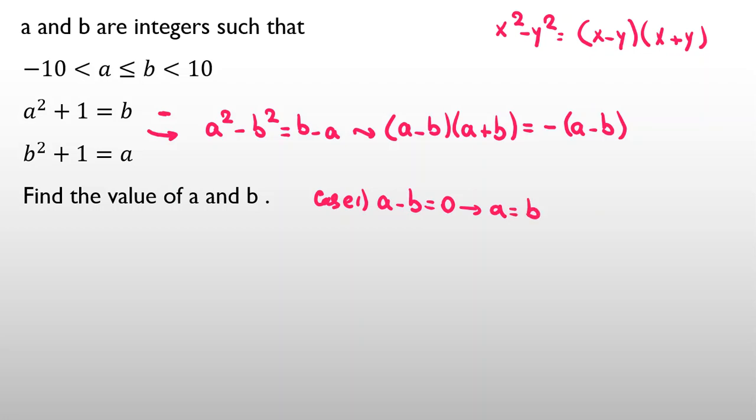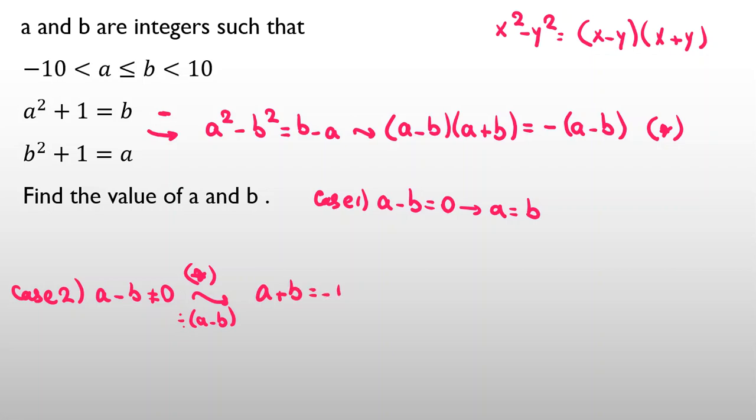Let me write case 2 now. A minus B is not 0. So if I consider this equation as star, I use the star and divide both sides by A minus B. So I have A plus B equal to -1. Here we have two cases and we should analyze these two cases.